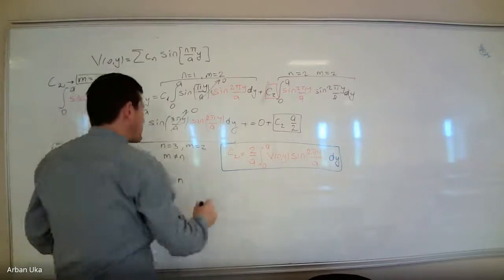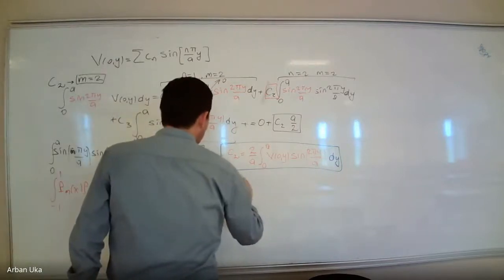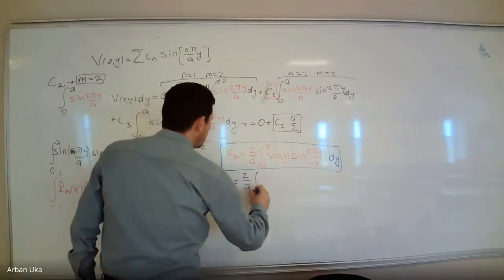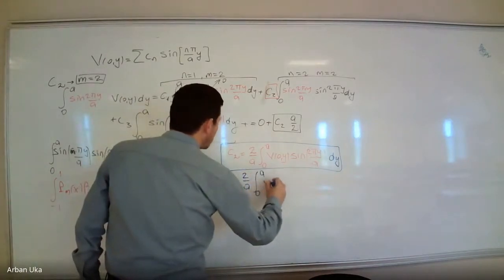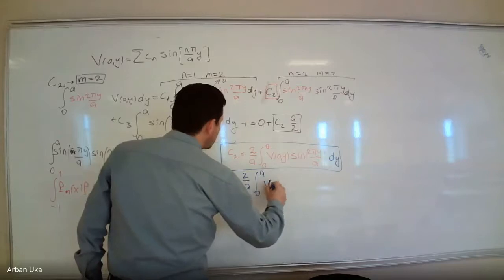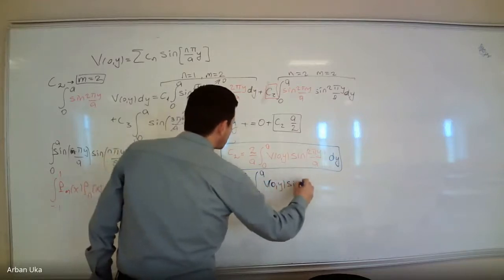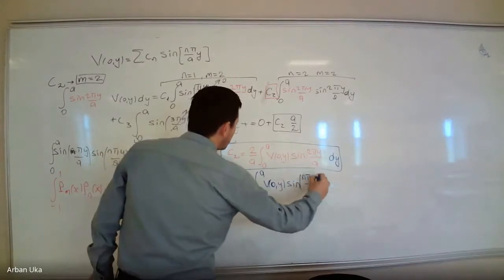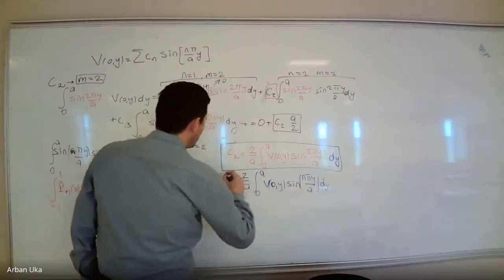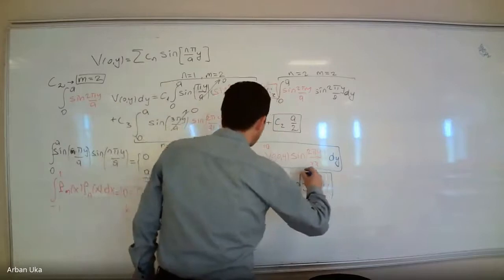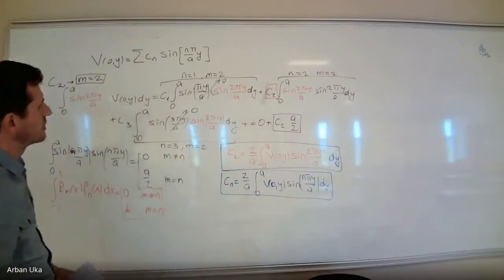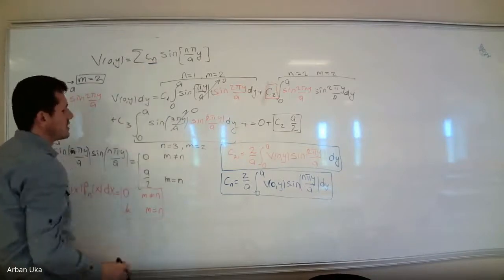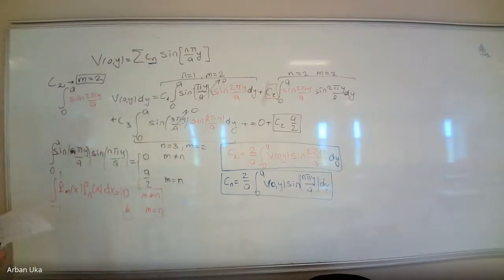The general expression can be written like this. It's also easy to generalize this one. This would be 2 over a integrating 0 to a, whatever the initial condition V0(y) is, times sine of n pi y over a dy. So what we see here is that now we have a complete solution, because now we can also determine this coefficient C.